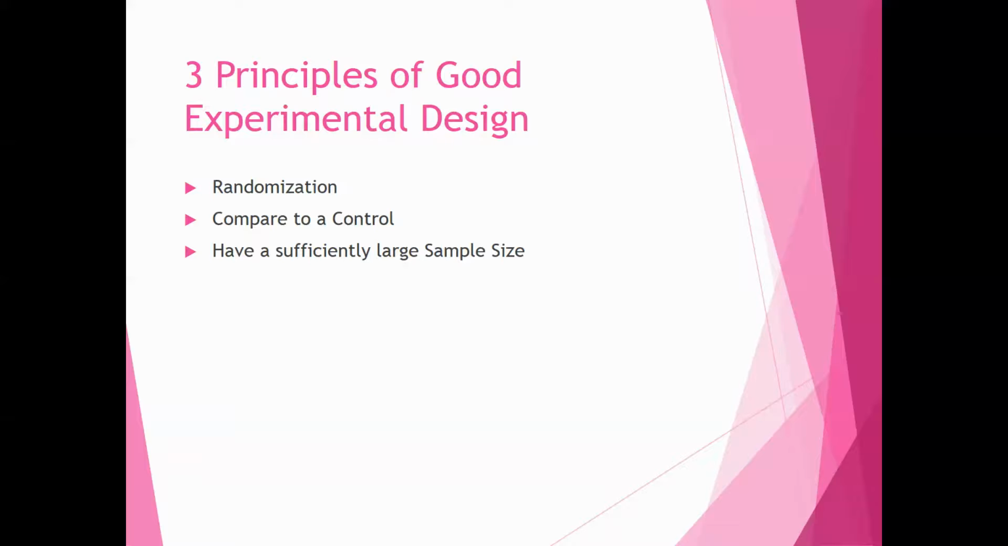So the three principles of good experimental design: randomly assign your subjects to groups, have a control group, and have a sufficiently large sample size. If any one of those is missing, then you may end up with an imperfect or useless study.